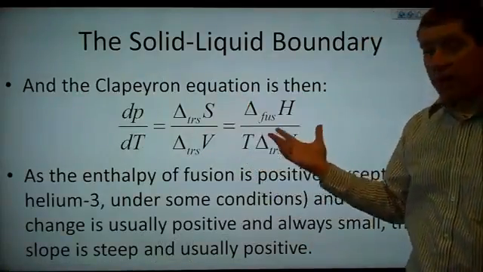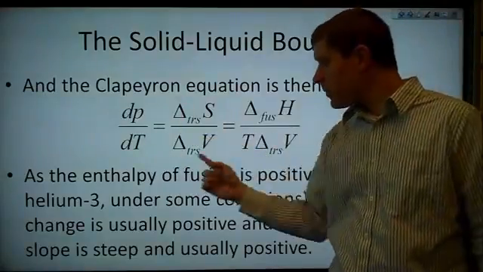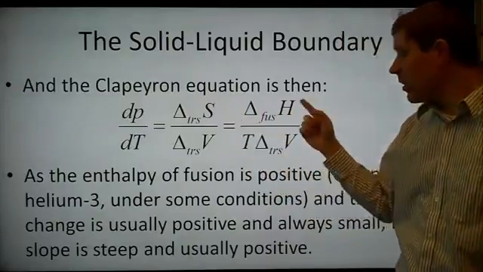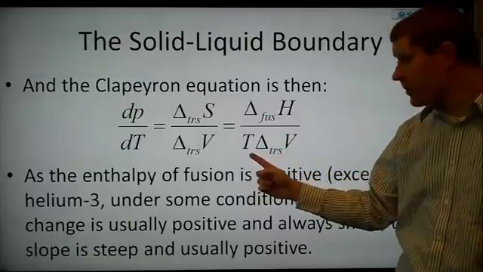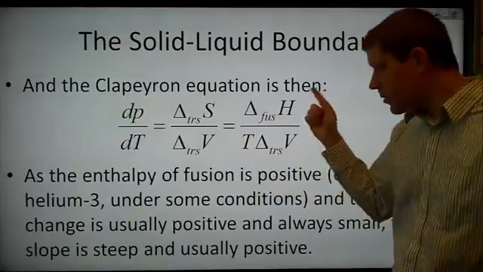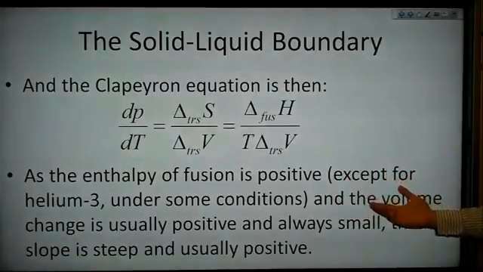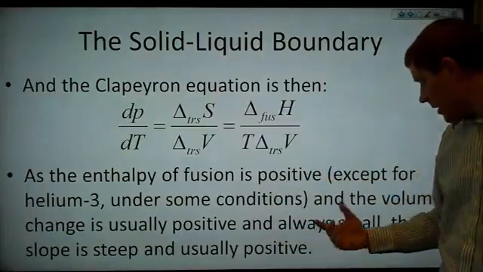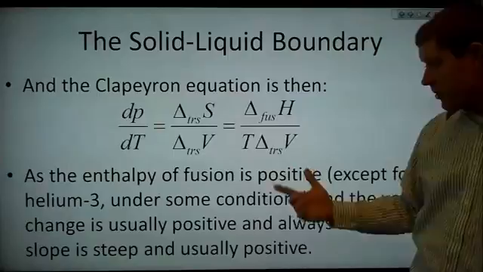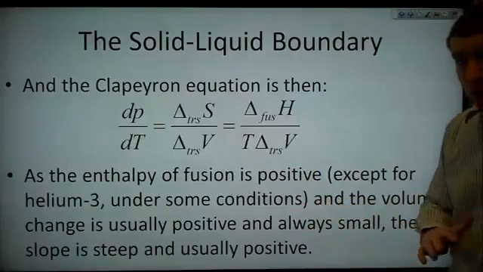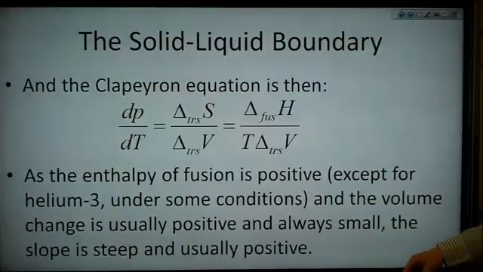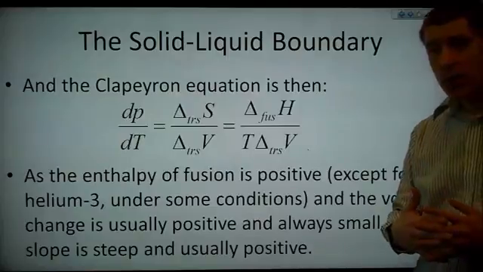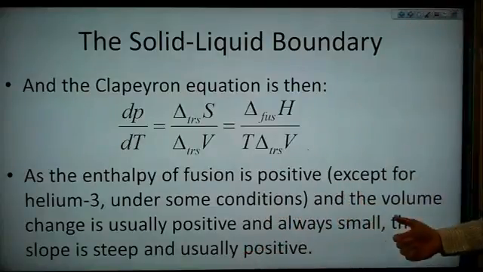And then we can change our Clapeyron equation. We can substitute in for our change in entropy: the change in enthalpy divided by temperature, to get this quantity. Now, as the enthalpy of fusion is positive, this value has to be positive, except for helium-3 under some conditions. And the volume change is usually positive for melting, not always, but usually. And the volume change for the melting process is always small. It's not like the volume change for the vaporization process, which is large and positive.